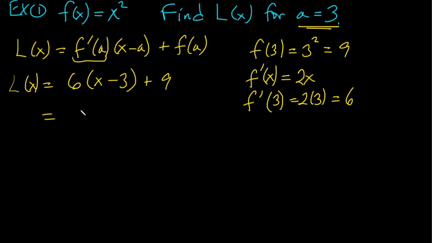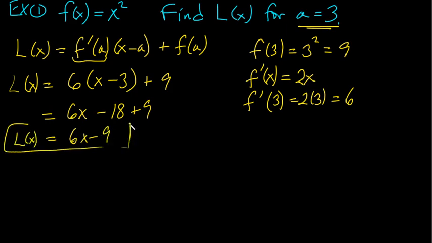Right? And then it just might help to multiply all this out. We get 6 times x minus 6 times 3 is 18. And negative 18 plus 9 is just negative 9. So my L of x is just 6x minus 9. Right. And again, if it helps, you can just draw the graph. It's just going to be a little sloppy this time.